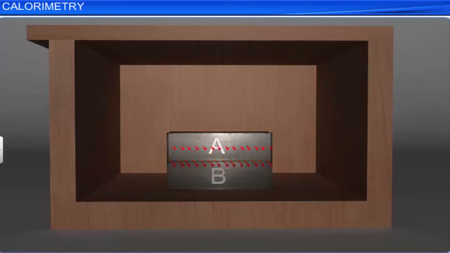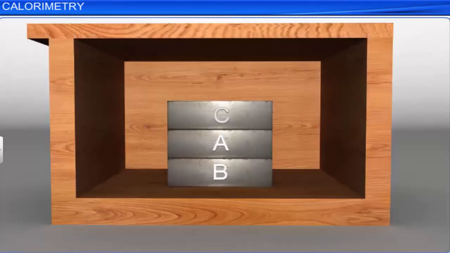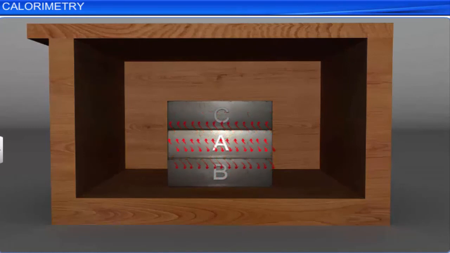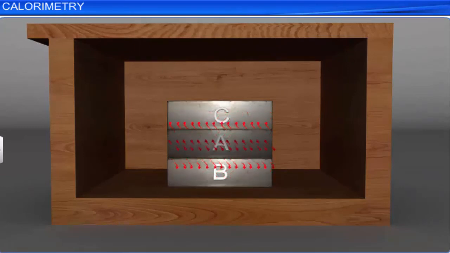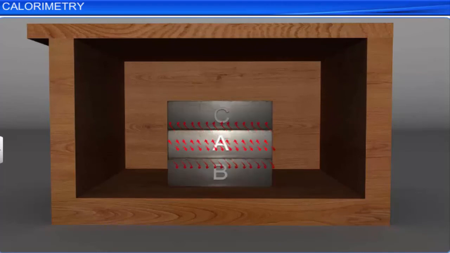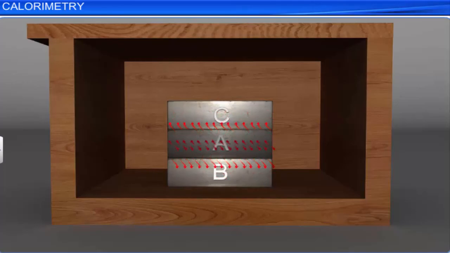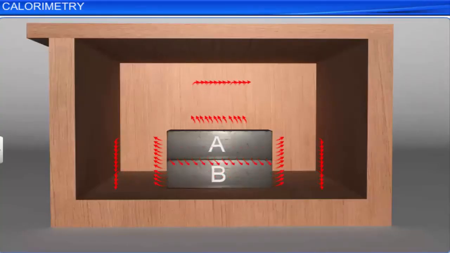Must be completely absorbed by the cold body. Even when more than two bodies are placed in a thermally insulated box, some bodies lose heat energy and other bodies gain heat energy. The total heat energy lost by the hot bodies must be completely absorbed by the cold bodies.